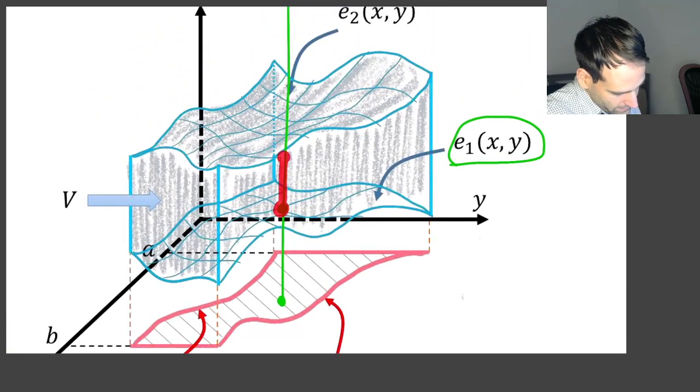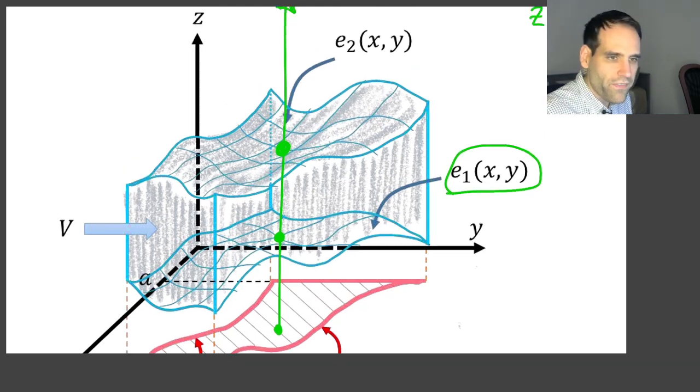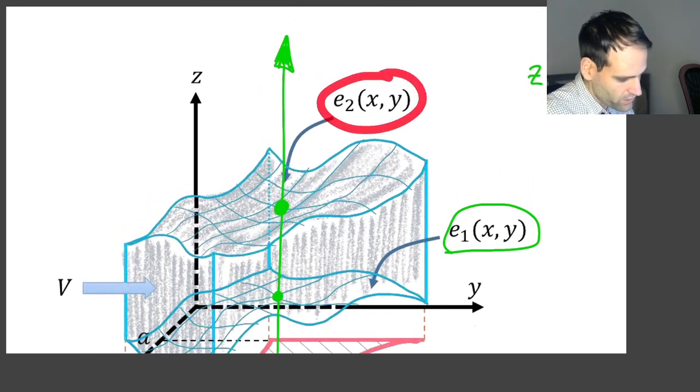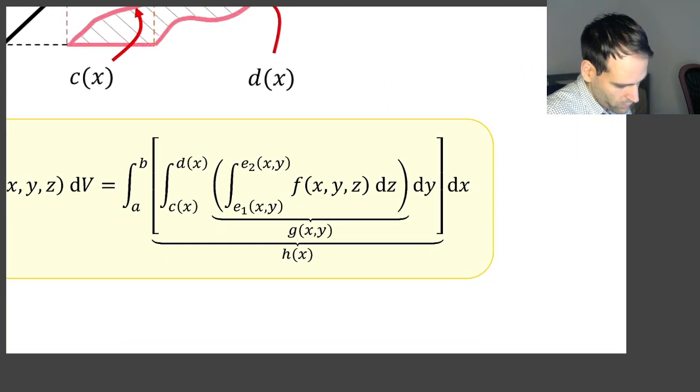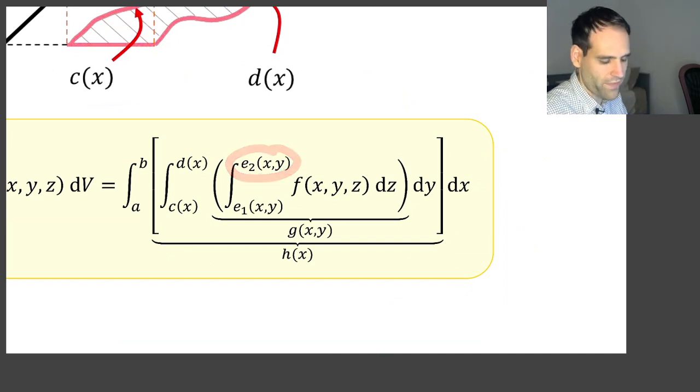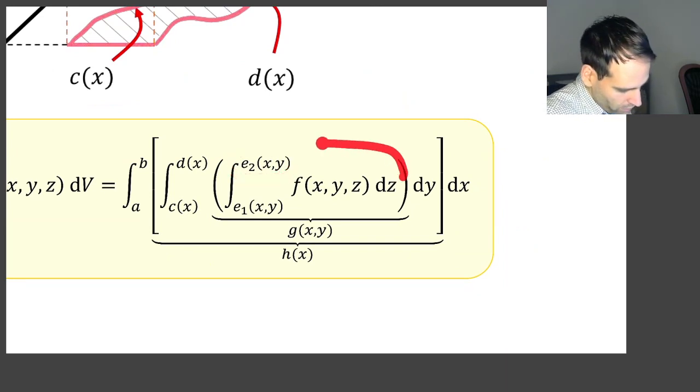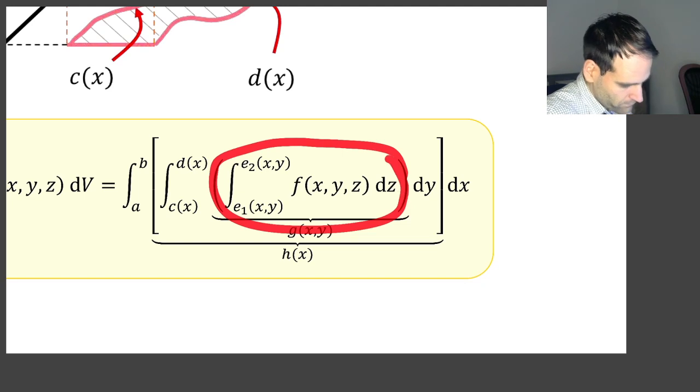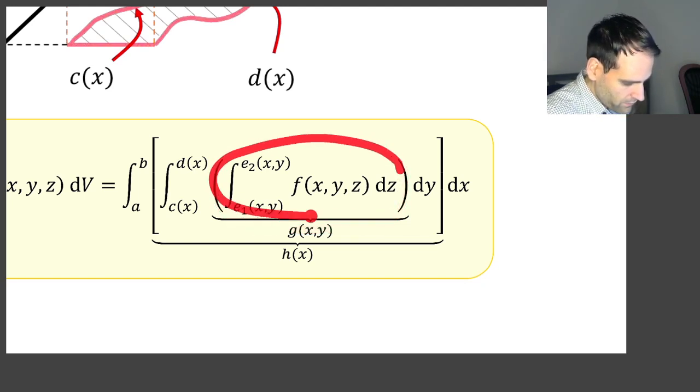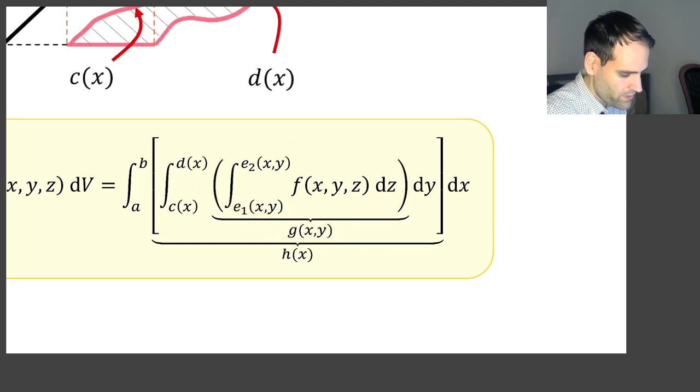And it exits this integration region on this surface here, which is the surface E2, a function of x and y. So that will be the upper limit for z. That will be the inner integral. This inner integral will be a function of x and y only. We have gotten rid of z, thanks to integrating through z.